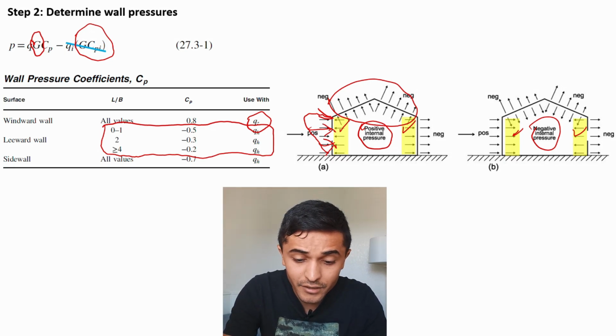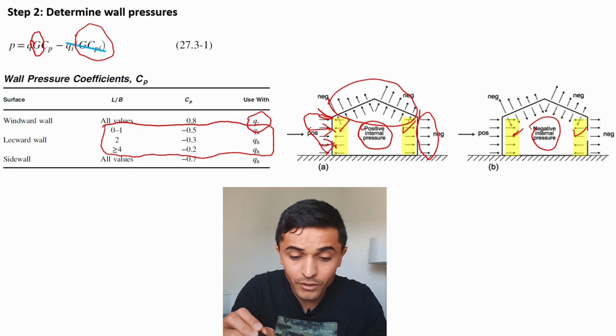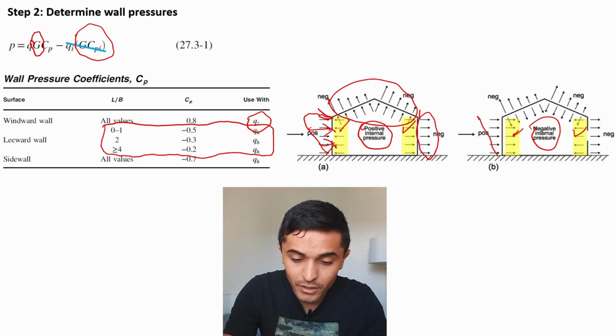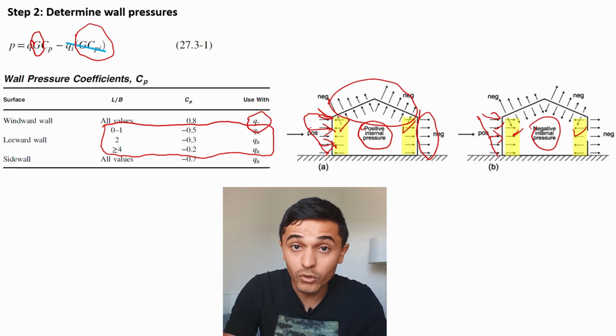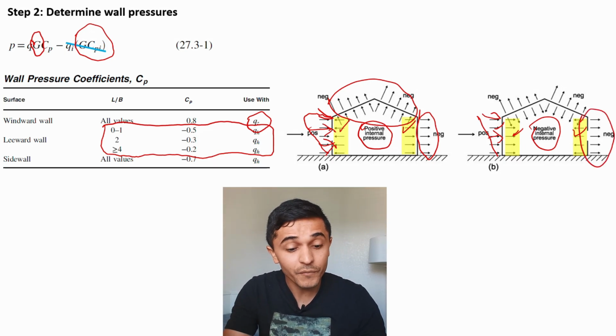And that's telling us that the pressure here is going to be uniform. So this diagram here is not really appropriate, because it should be that gradient per se on the windward side, and then the leeward side is a constant pressure because that's based on QH.